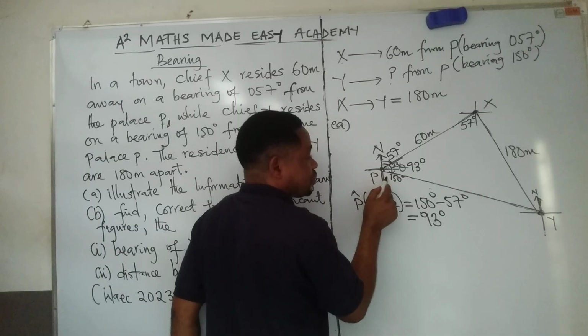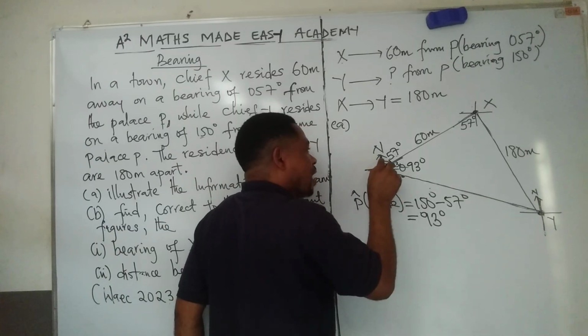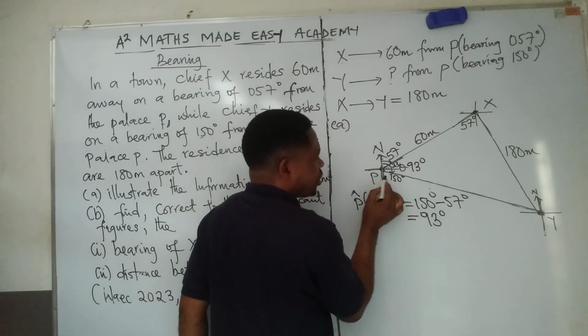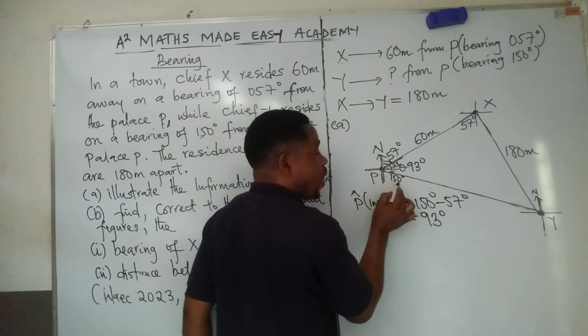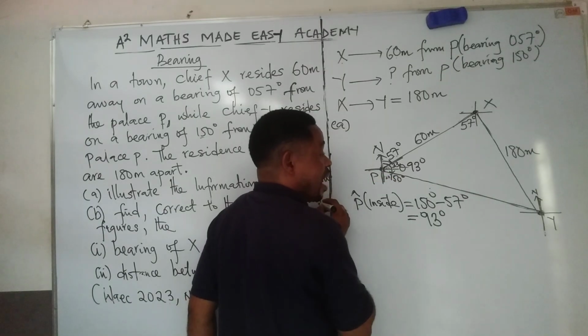Then I will now go to the second one. I don't know this one outside. But you know that from here to here is 150 degrees. An angle on a straight line is 180 degrees. What do I say? In order to achieve this very angle outside, I will now say 180 minus 150 will now give me 30 degrees. Am I communicating?